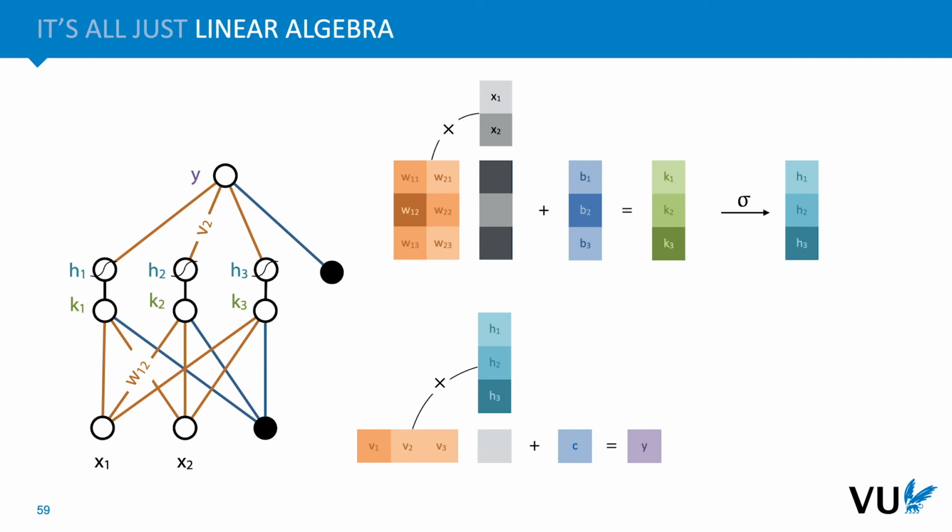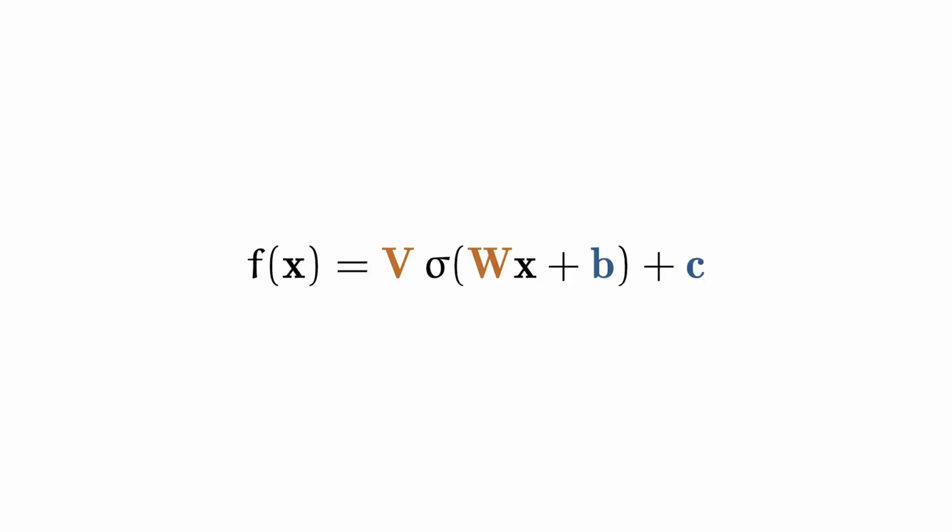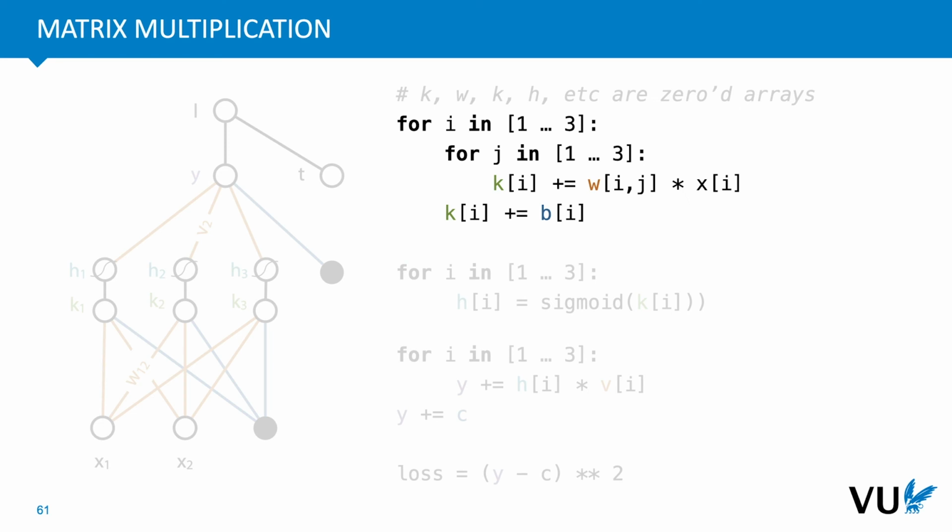Now, why is this such a helpful insight? Firstly, because it makes our notation a lot simpler. If we express the feed-forward pass of the neural network in terms of matrix multiplications, this one equation is all we need. And that's going to help us a lot as we move to more and more complicated neural networks. The second reason is computational complexity.